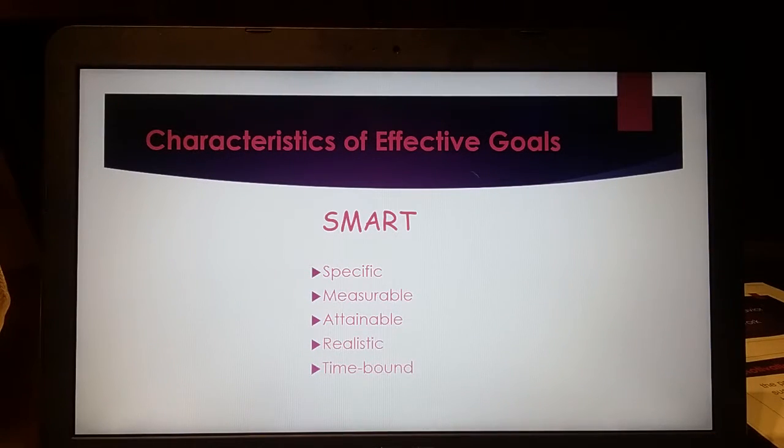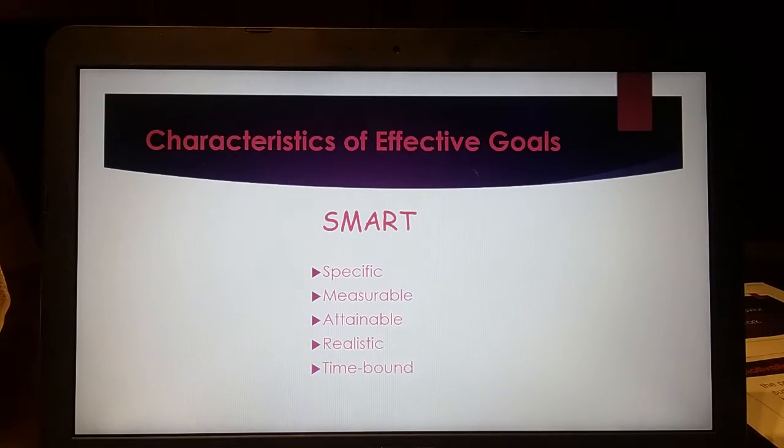So there are characteristics of effective goals. We call them SMART goals: specific, measurable, attainable, realistic, and time-bound. So it has to be specific. It can't be something like, I want to graduate from college. It has to be, you want to get a 2-year degree from ECC within the next 3 semesters, and you can measure that.